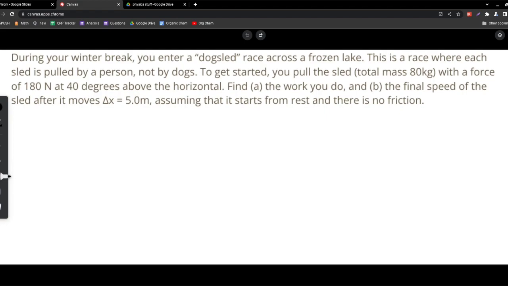And if you're a UHS kid, you know we don't have this here. Anyways, this is a race where each sled is pulled by a person, not by dogs.